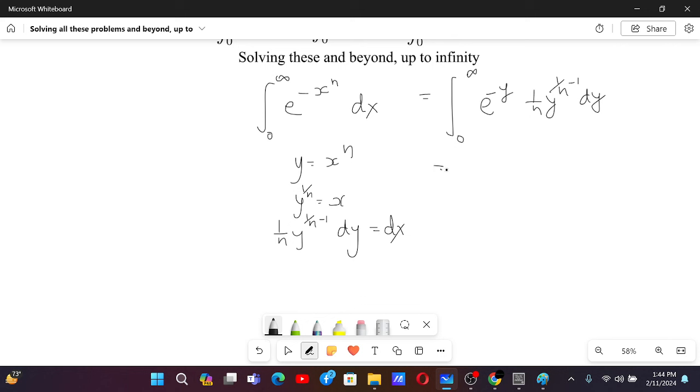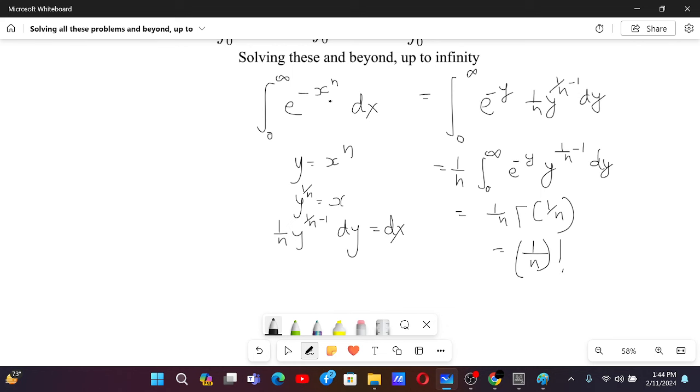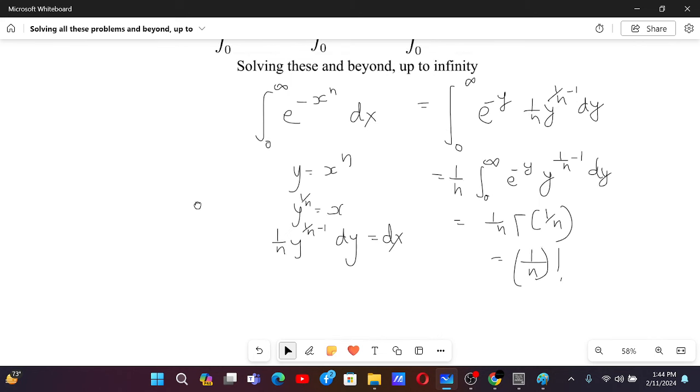Now take 1 by n out. We see that this is just the definition of the gamma function. So this is equal to 1 by n gamma of 1 by n. Basically this is 1 by n factorial. So for any n, the answer will just be 1 by n factorial.